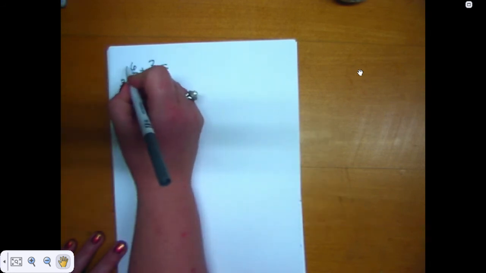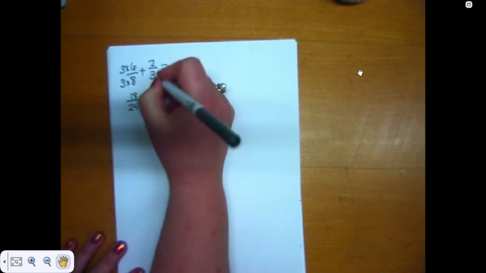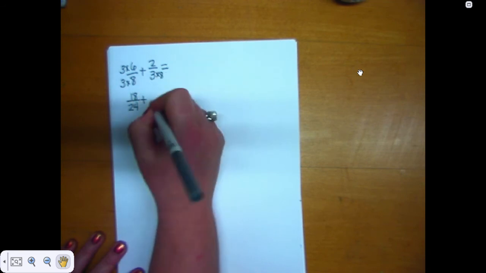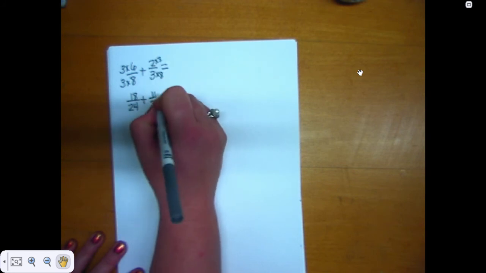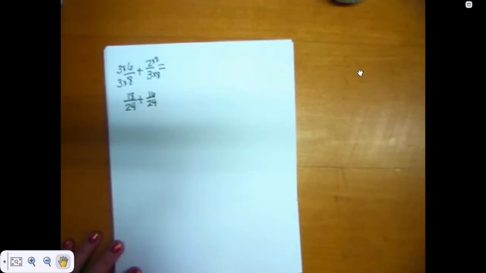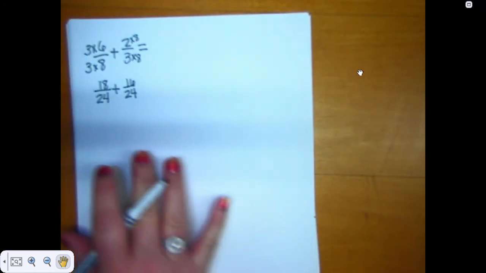And then I have to do the same thing to the top. So 6 times 3 is 18. I bring my sign down. How do I get from 3 to 24? I know that 3 times 8 is 24. And 2 times 8 is 16. Don't forget, you have to do the same thing to the top that you do to the bottom. Let me see if that light helps. Does that help? I think that helps a little bit.